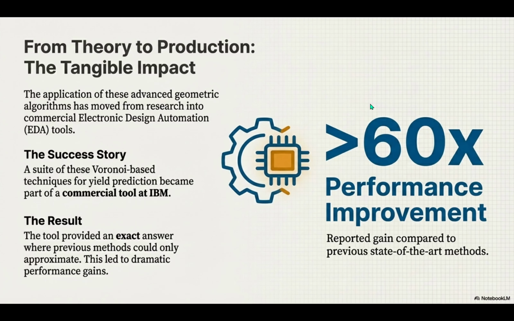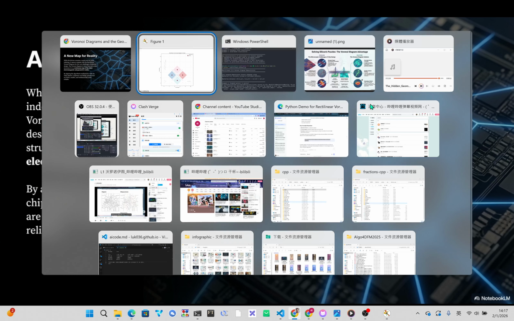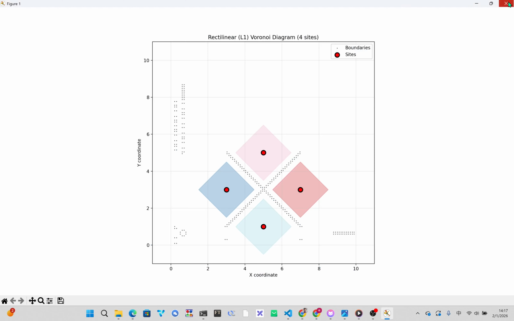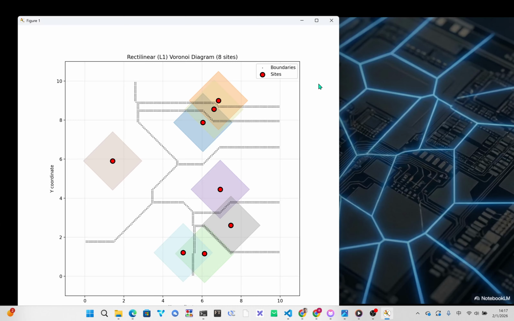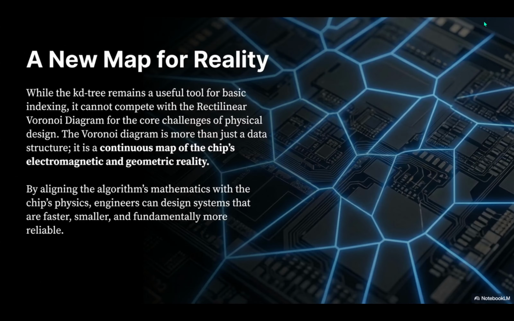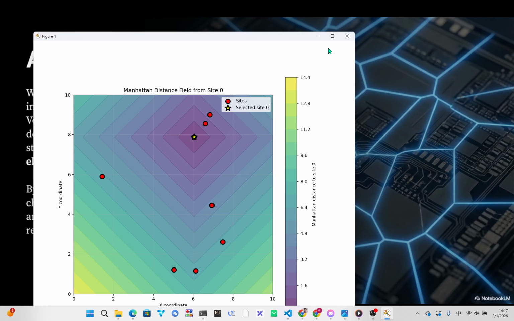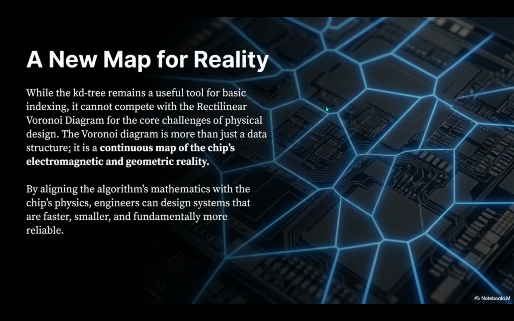So what does this all mean? It means the rectilinear Voronoi diagram is more than just a clever data structure. It's a continuous map of the chip's electromagnetic and physical world. It shows us that if you understand the hidden geography correctly, you can solve problems that seemed computationally impossible. The efficiency we rely on every day isn't just from better materials, it's from better, more elegant geometry. Moving from those arbitrary KD tree boxes to this natural map of proximity saved exponential amounts of time. It allowed designers to manage a level of complexity that was unimaginable before.